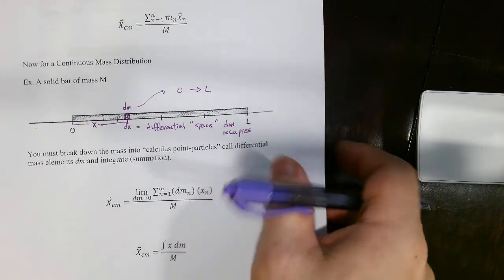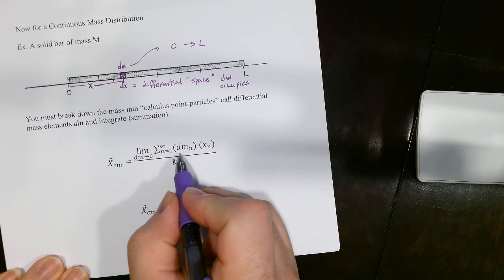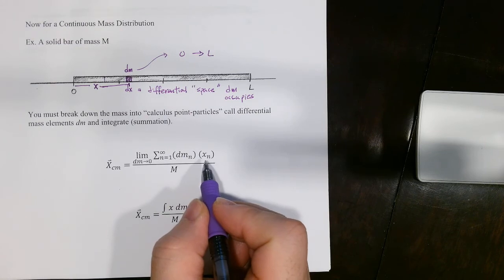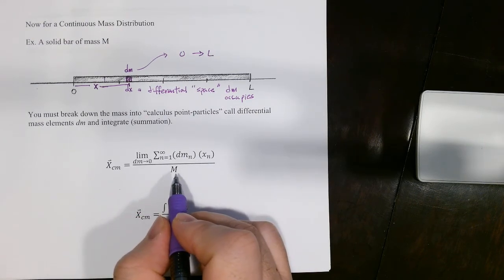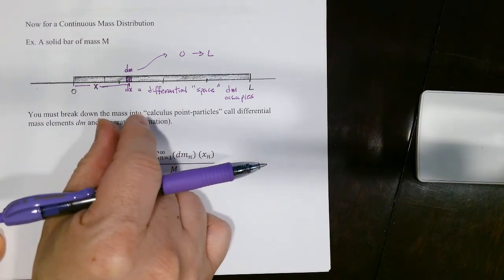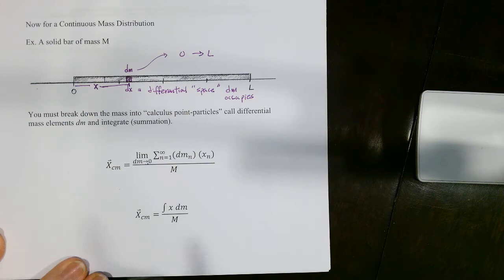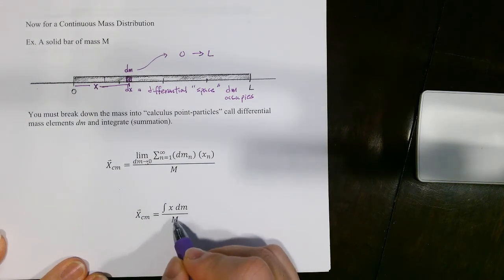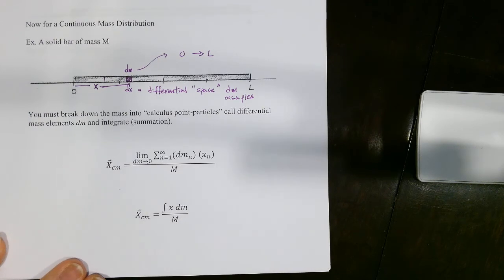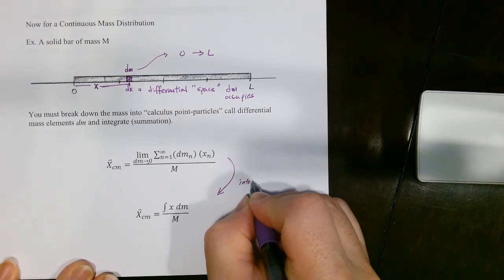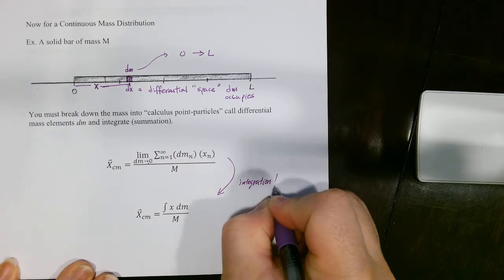So if we add up all these little slivers of dm and multiply that by where the dm is, which is the position x, then divide that by the total mass, where we take the dm approaches 0, it just shrinks down to 0. We're just integrating it. So x sub cm is equal to the integral of x dm over the total mass M.